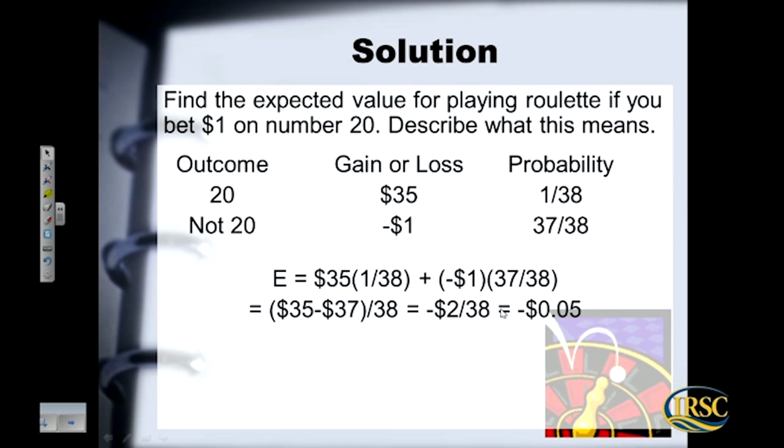So this is what this means. Over the long run, you cannot predict what will happen in the short run. But over the long run, if you always do the same thing, you bet on 20, bet on 20, bet on 20, you're going to lose, lose, lose, maybe win once. Then lose many more times, maybe win again, okay? And over the long run, you will lose about 5 cents per every game played.